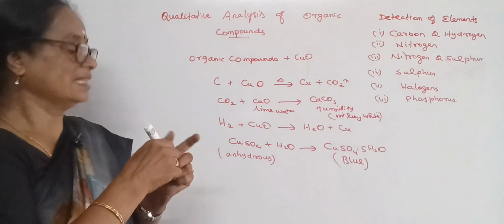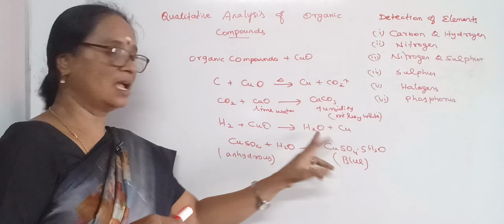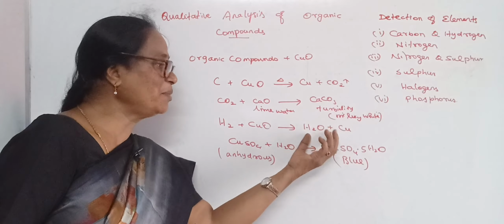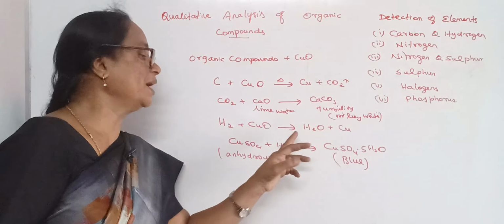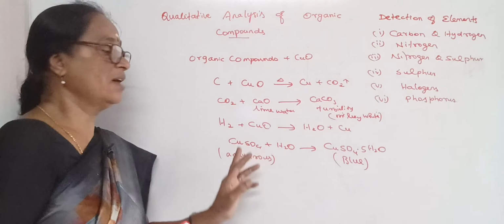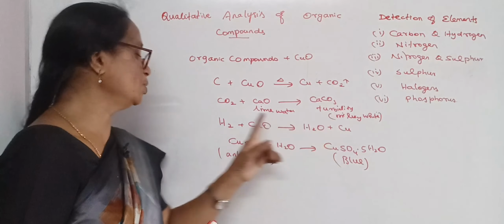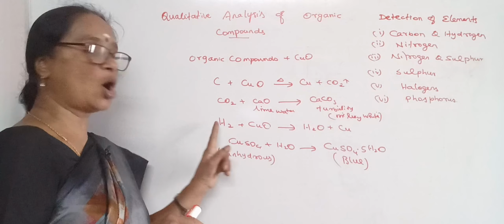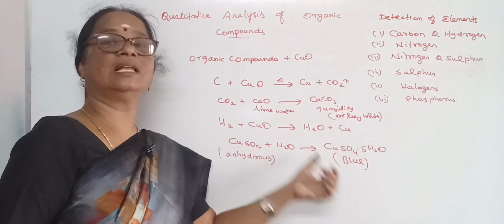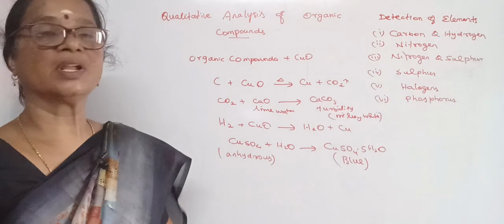And the hydrogen present in the organic compound is oxidized to water and copper 2 oxide is reduced to copper metal. The formation of water is confirmed by passing it over anhydrous copper sulfate, where it turns blue. It confirms water is produced upon heating the organic compound with copper 2 oxide. So the color change confirms that the organic compound contains both carbon as well as hydrogen.